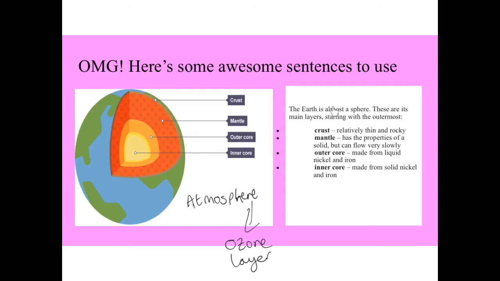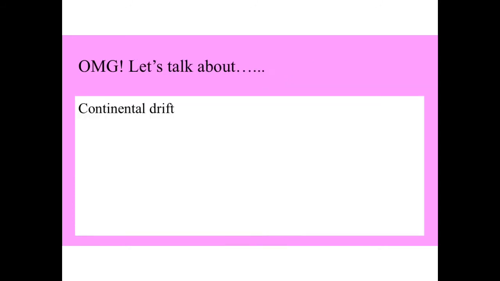The Earth is almost a sphere, and the main layers, starting with the outermost. Okay, so the crust is solid rock, relatively thin. It's got very low density compared to the rest of the Earth. The mantle has properties of a solid but can flow very slowly. Okay, the outer core is made from liquid metals, nickel and iron, and then the inner core is made from solid nickel and iron. So you need to know and be able to describe each part of the Earth.